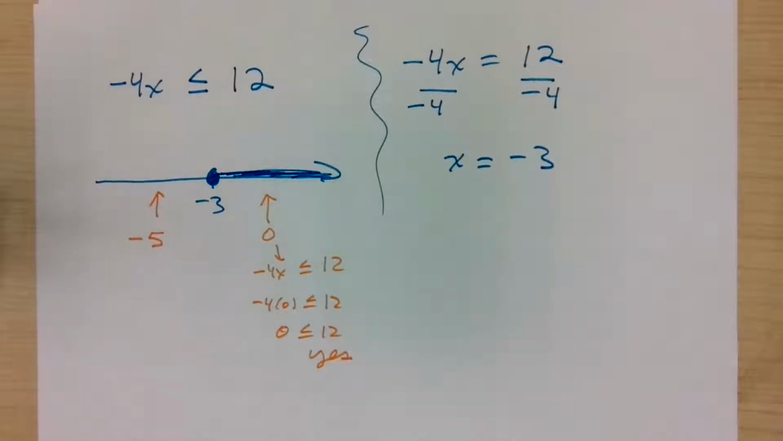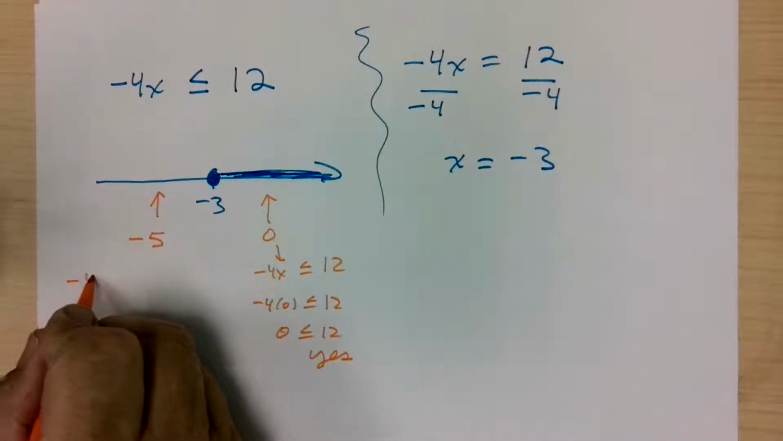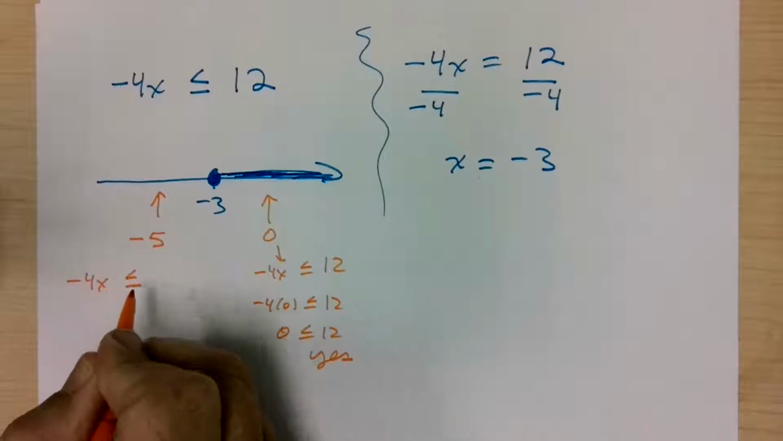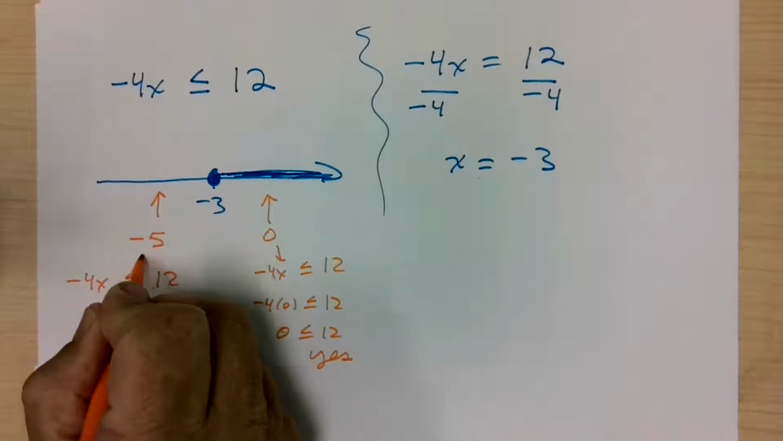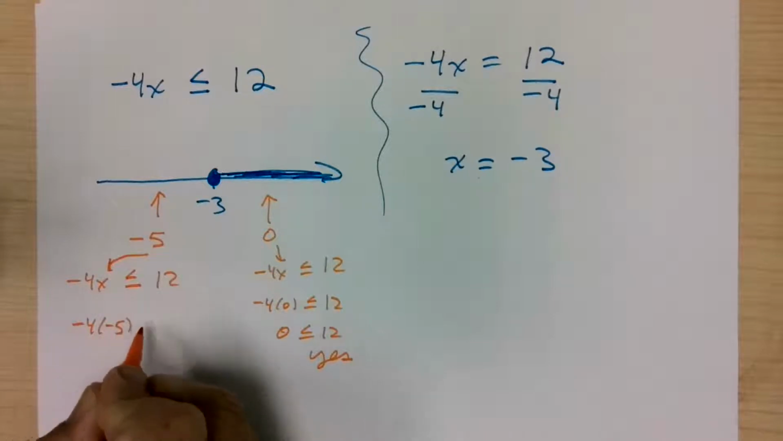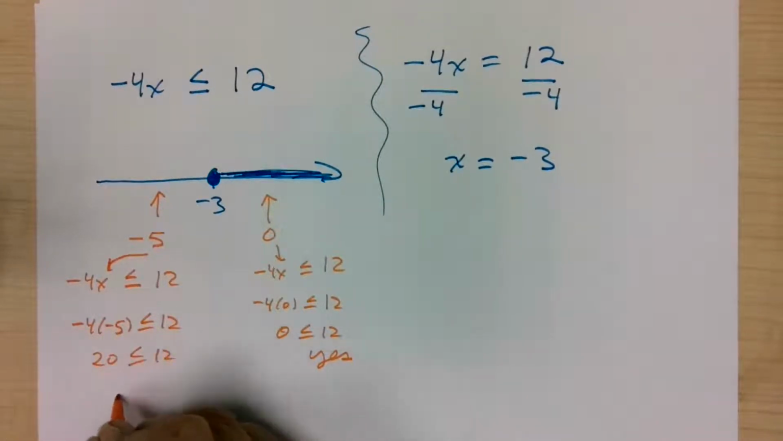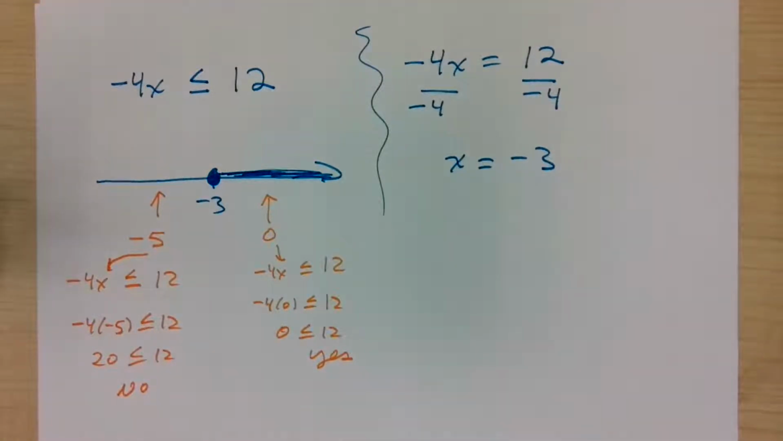Next up, we have negative 5. So negative 5 is to the left of negative 3. So we're going to see if that's yes or if that's no. Negative 4x less than or equal to 12. Plug in negative 5 for x. Negative 4 times negative 5 less than or equal to 12. 20 less than or equal to 12. And that, of course, is no. And usually one side will be shaded and the other will not. There are rare circumstances where that's not the case.